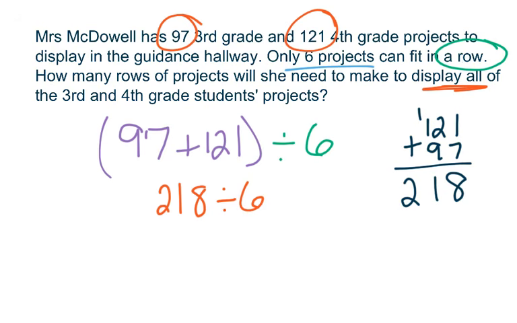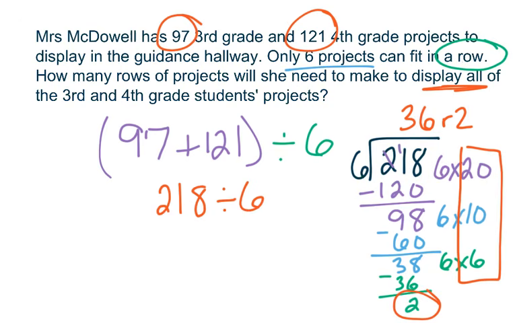Use any method you like to figure out how many rows we're going to need to display all of the projects. I went ahead and solved this problem using partial quotients, and over here I have my answer of 36 remainder 2. Now, my answer is talking about 36 rows, 36 full rows of projects, and then 2 projects left over.